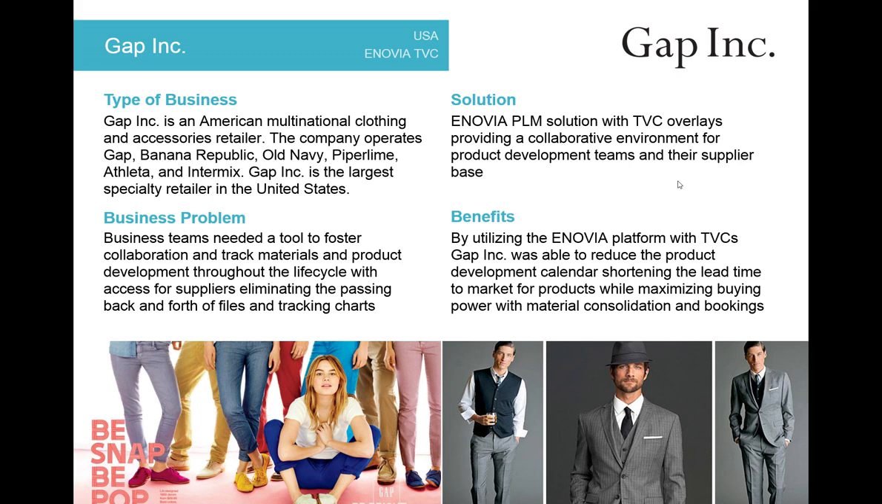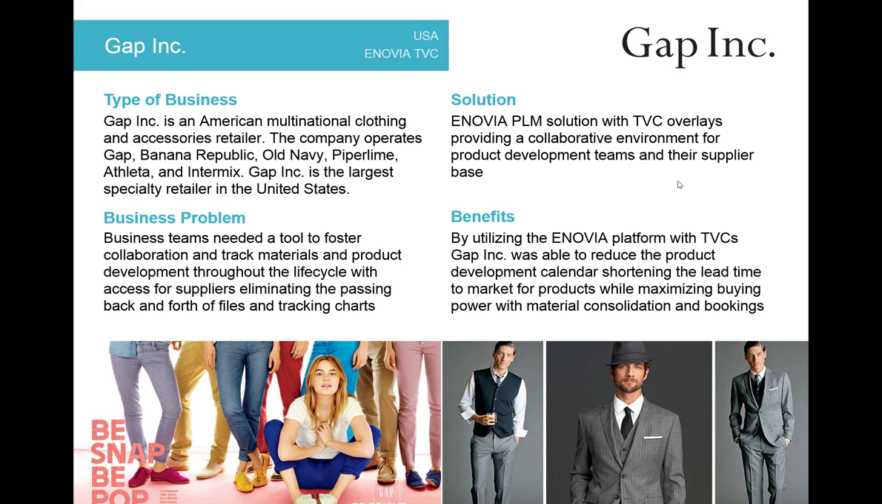So they went with ENOVIA and TVCs to really enhance the collaboration possibilities, to create this creative, collaborative environment for their product development teams with the suppliers. Everyone working in the same system, updating the information from wherever in the world you are, minimizing the amount of errors by manual handling, and increasing speed by not shipping information back and forth by sending emails with Excels and things like that.